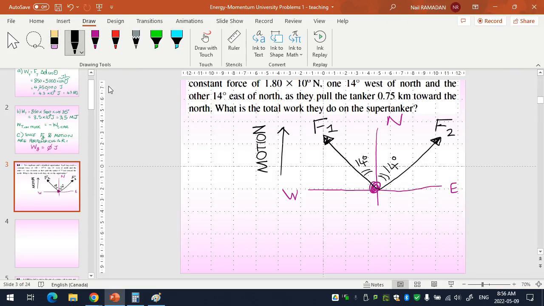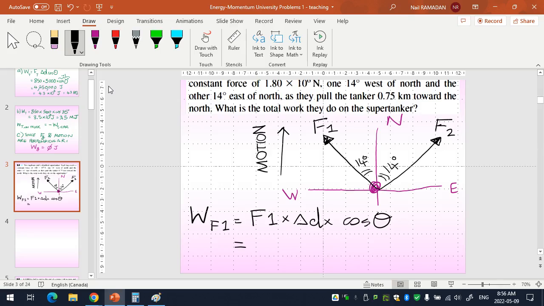All right. So work of force 1 equals force 1 times delta d times cosine of theta. All right. How much is force 1 or force 2 for that matter? How much? Each force is exactly how much?